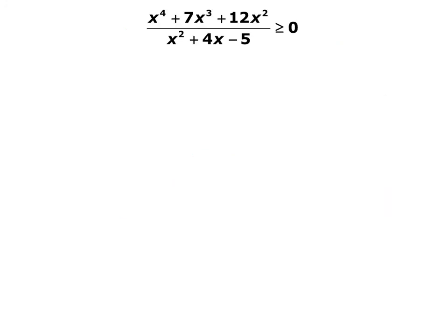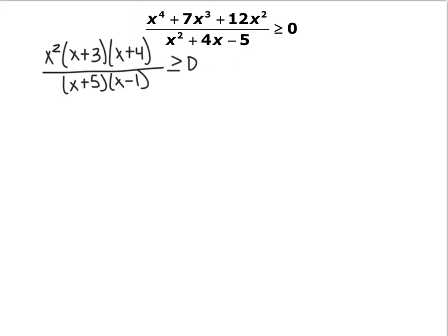So here we have another inequality. One side is already equal to 0, so we don't need to worry about that. So go ahead and pause the video and factor this completely. So this factors into x squared times x plus 3 times x plus 4 over x plus 5 times x minus 1 is greater than or equal to 0.